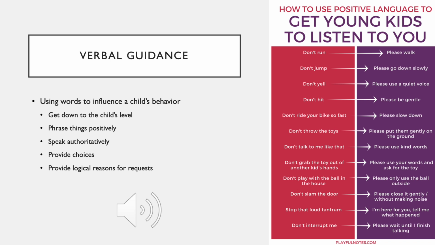So I'm giving a logical reason as to why we need to walk in the classroom. And I'm also letting them know that their behavior is something that we are able to do, just not at this time, at a later time. Now, some behaviors are not going to be able to be accommodated. So, for example, instead of don't throw the toys, please put them down gently on the ground. Throwing toys is not going to be safe, whether we're indoors or outdoors.